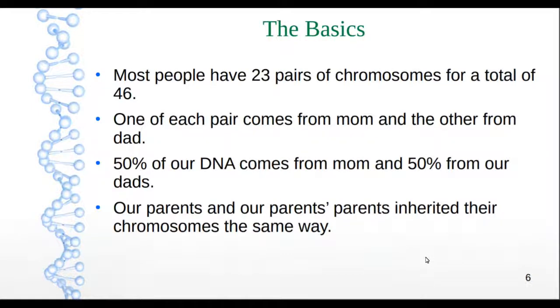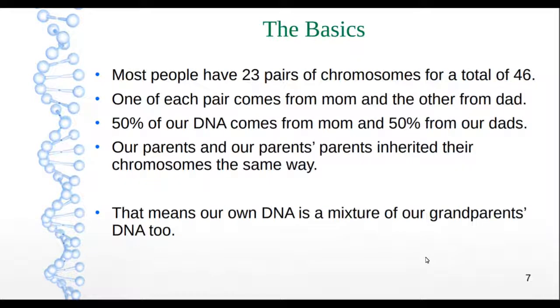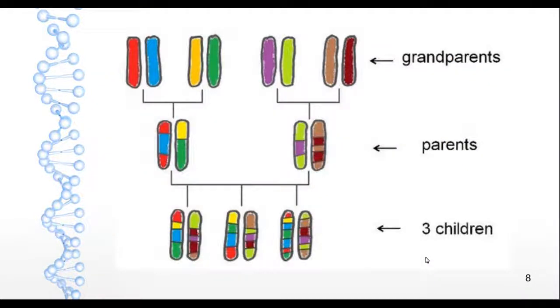Now our parents and our parents' parents inherited their DNA, their chromosomes, the same way. They got 50% from their mom and 50% from their dad. Okay, so that means that within our own DNA is a mixture of our grandparents' DNA too, and our great-grandparents and great-great-grandparents, because we've all inherited the DNA from our ancestors. So that's all swirling in within us. So that's being depicted here in this photo.